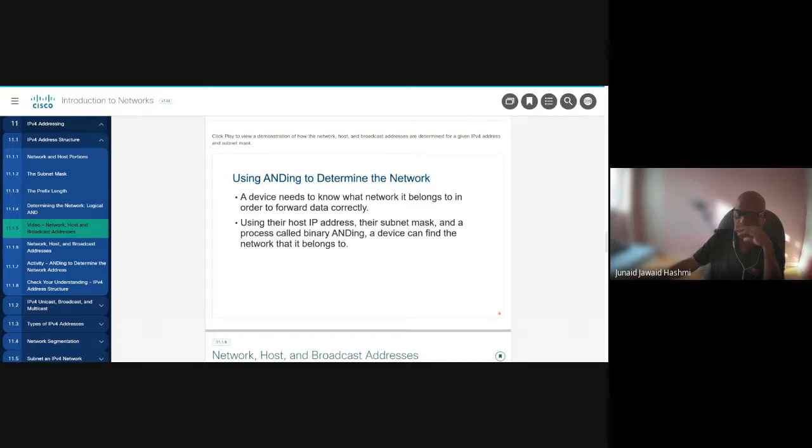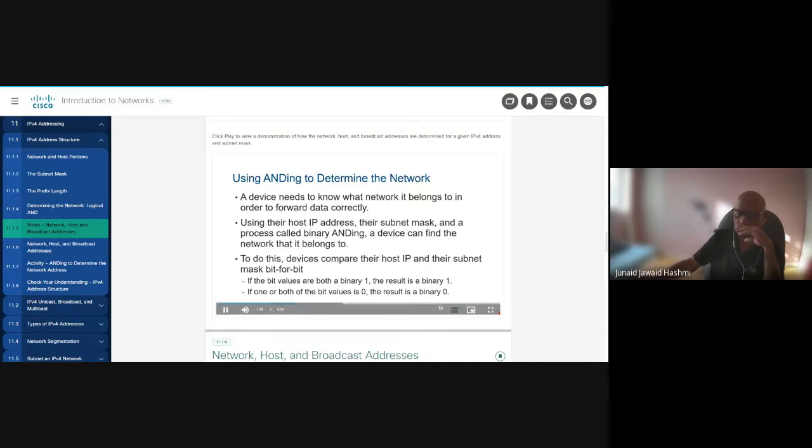This address represents the network to which the host belongs and will be slightly different than its host IP. To do this, the device compares their host IP and their subnet mask bit for bit. If the bit values are both a binary 1, the result is a binary 1. If one or both of the bit values is 0, the result is a binary 0. Let's take a look at an example.